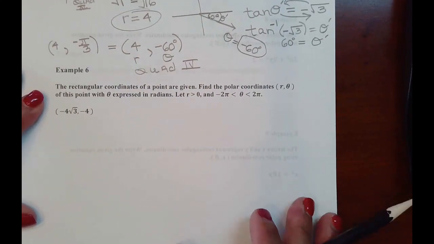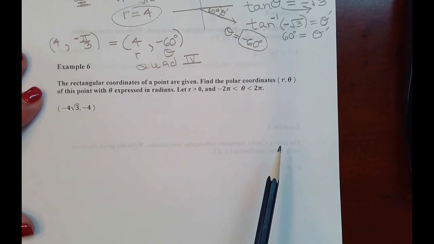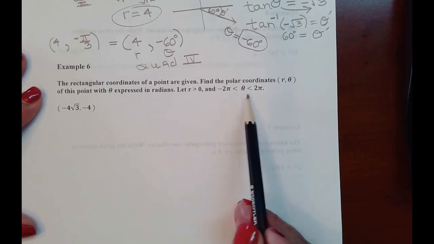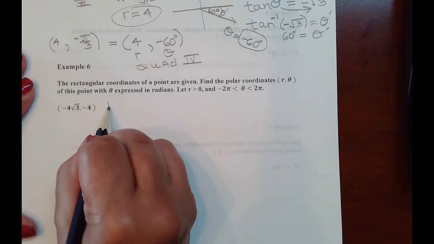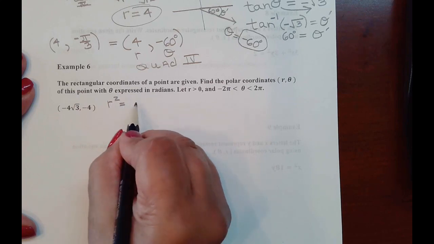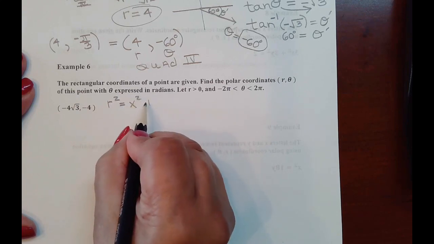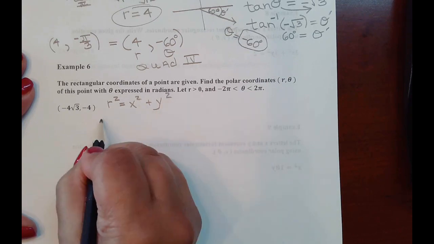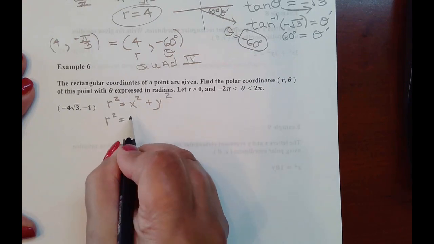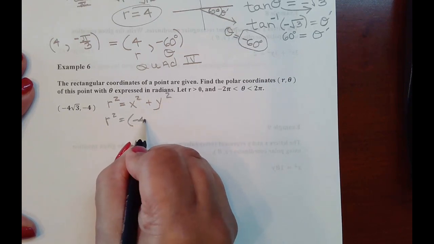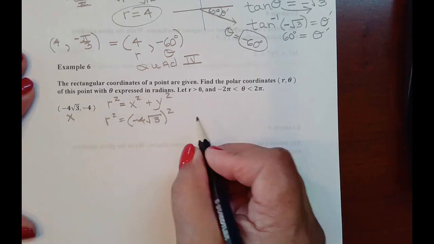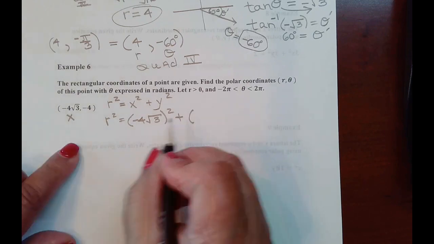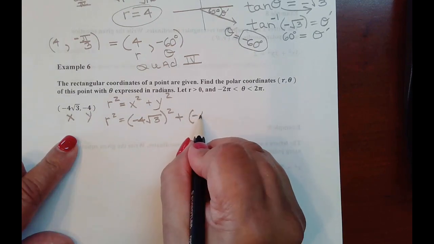Okay, number 6. Rectangular coordinates are given. You can give a negative angle based on these instructions. They want you to give a positive r value. So let's do r first. So r squared is equal to x squared plus y squared. So r squared is equal to negative 4 square roots of 3, squared. That's your x. Plus your y value is this right here.